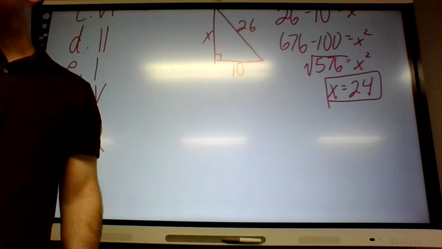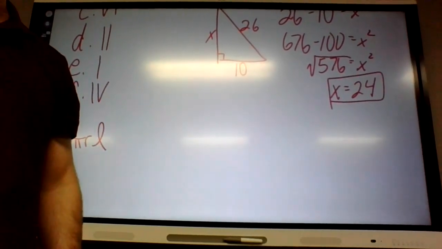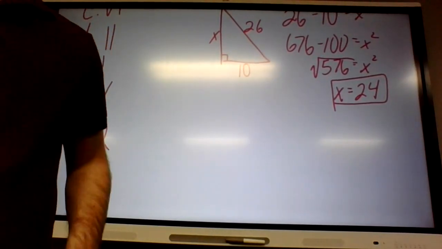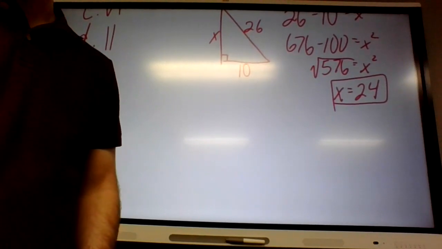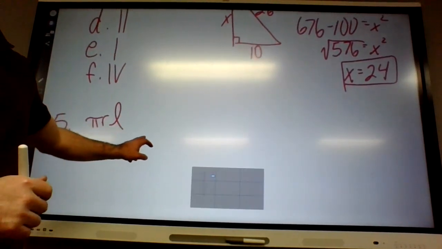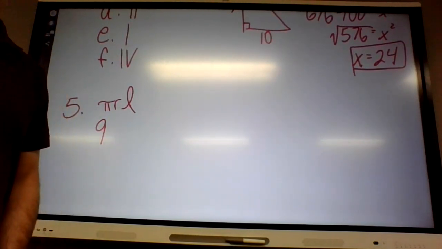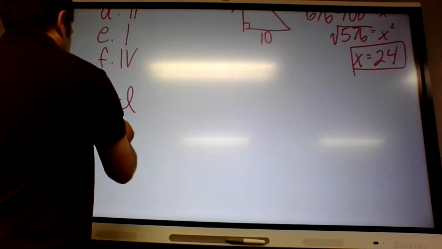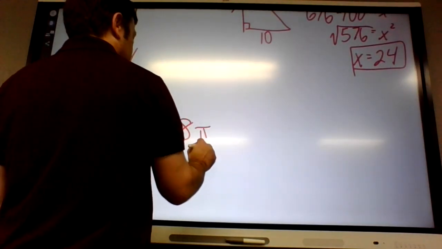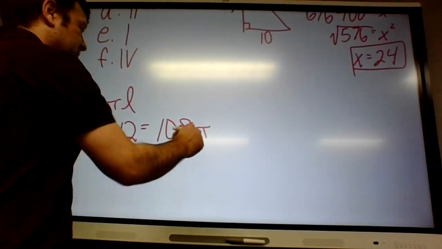But that's for a cylinder. C stands for circumference, by the way. So anyway. Okay, so the R on number 5 is 9, and the L, the slant height, is 12. 9 times 12 is 108. And I'm not going to touch the pi unless they tell me to. So 108 pi centimeters squared.